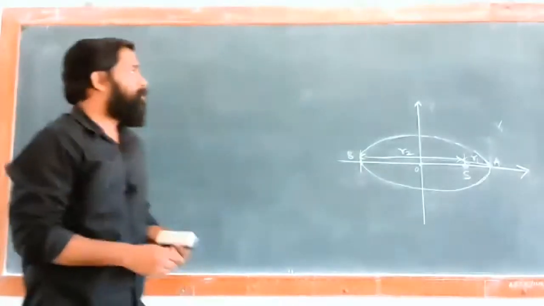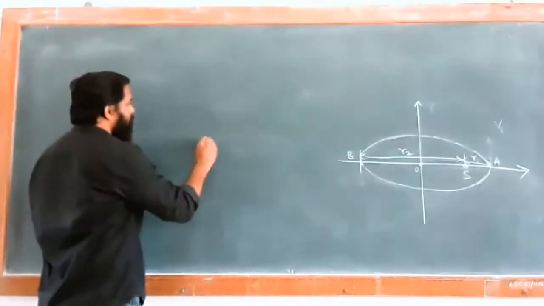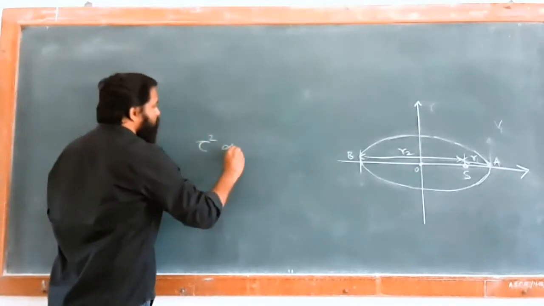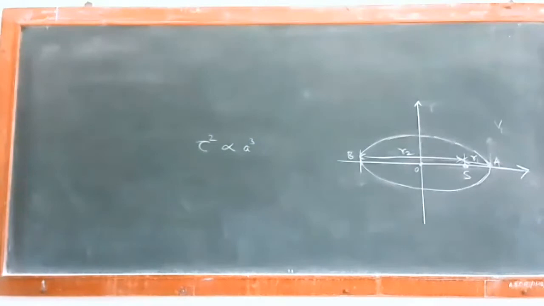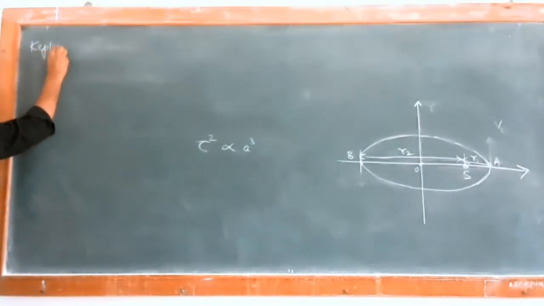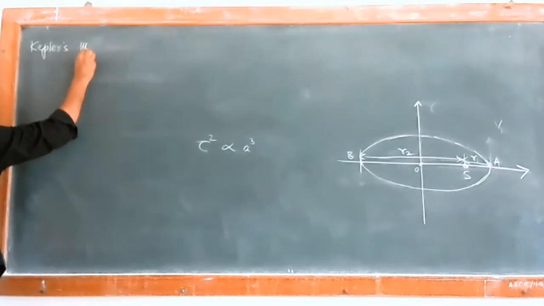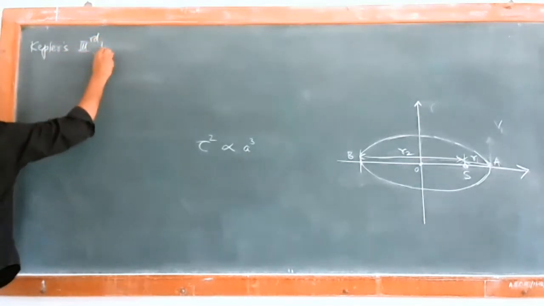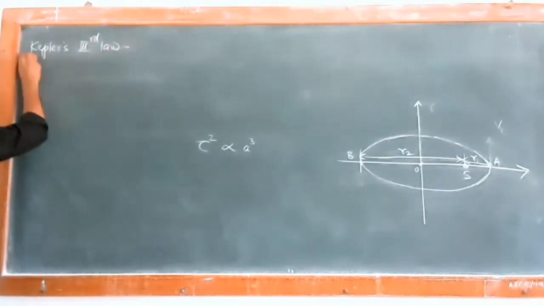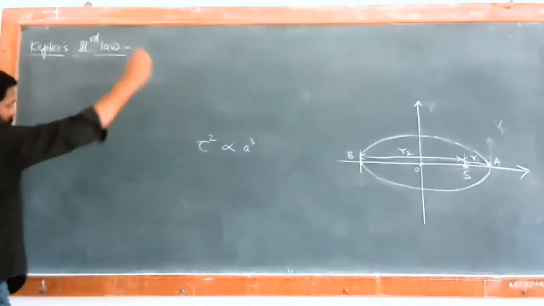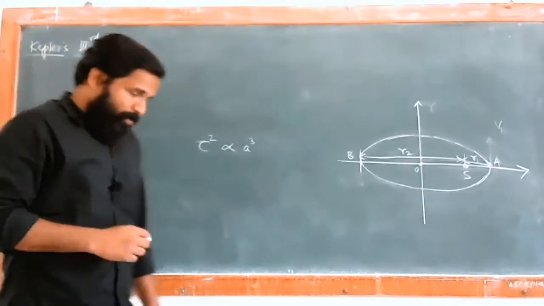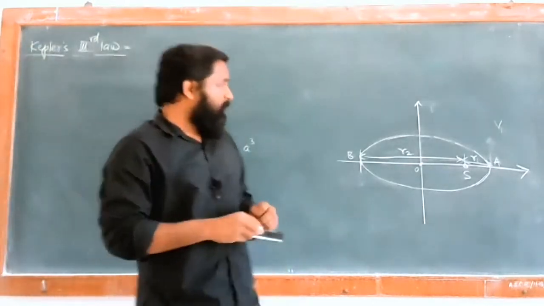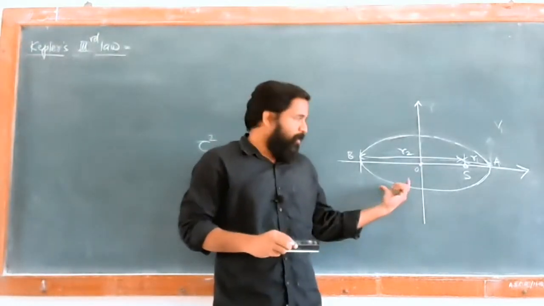Square of period of revolution of the planet is directly proportional to the cube of the semi-major axis. Okay. So, as we have shown here, the elliptical orbit.